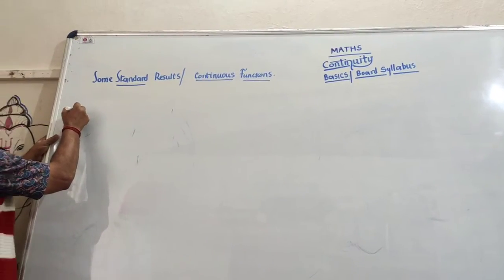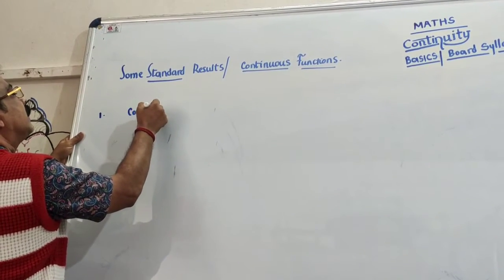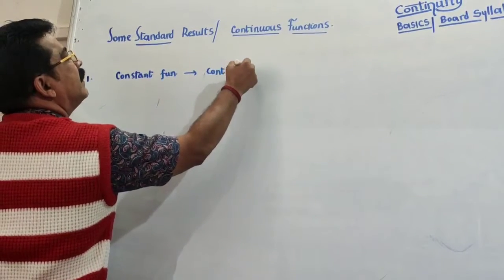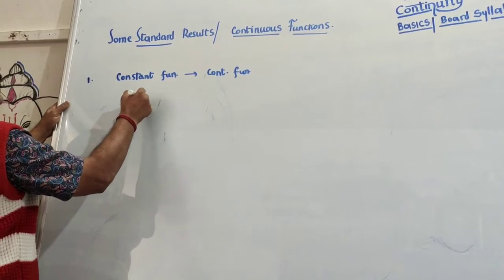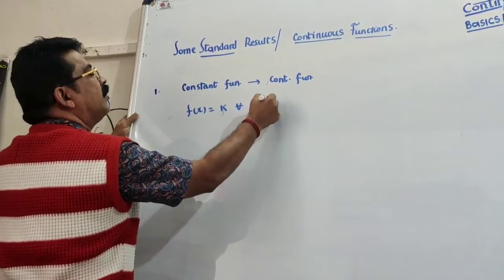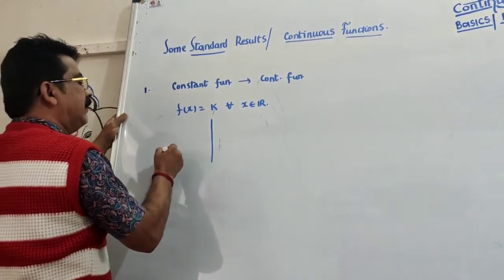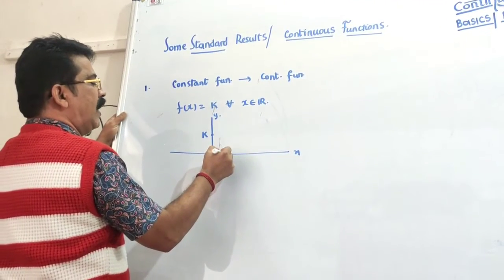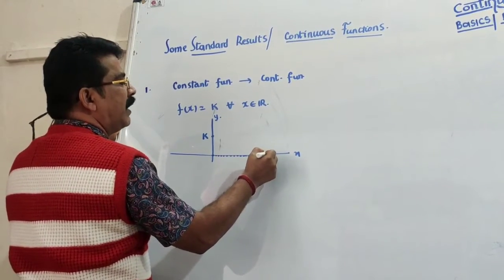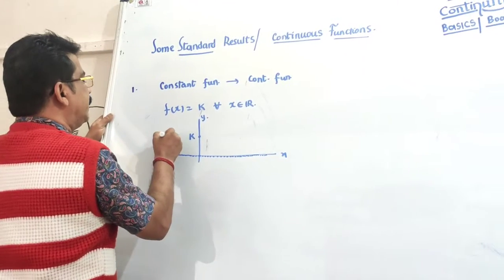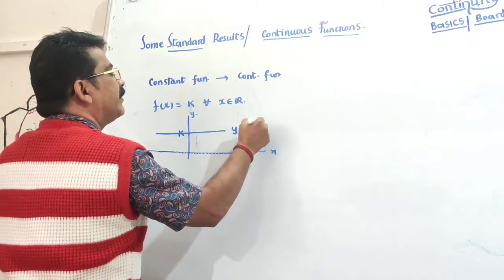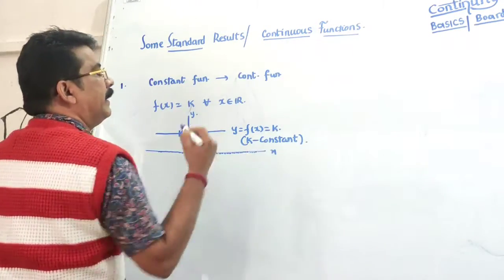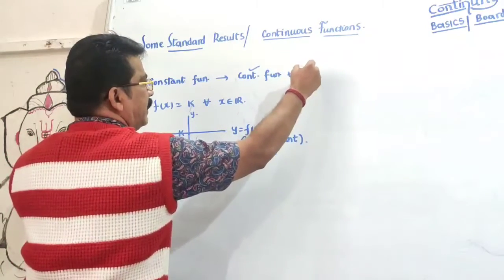Namely, number 1, the constant function. It is always a continuous function. Constant function means, for example, f of x is equal to some k for all x belongs to capital R. Its graph: this is the x-axis, y-axis. For example, this is the point k. So for every value of x, any real number, whether x equal to 0 or x greater than 0 or x less than 0, it is always k. This is y equal to f of x equal to some constant k. K is a constant. This is the constant function. It is always a continuous function for all x belongs to capital R.